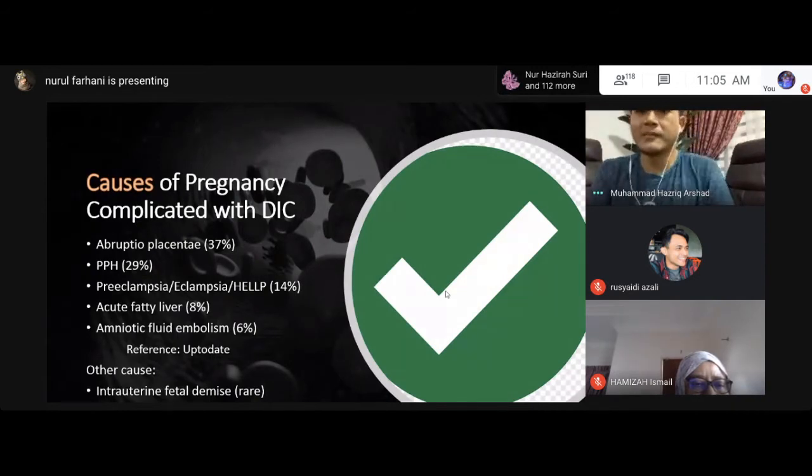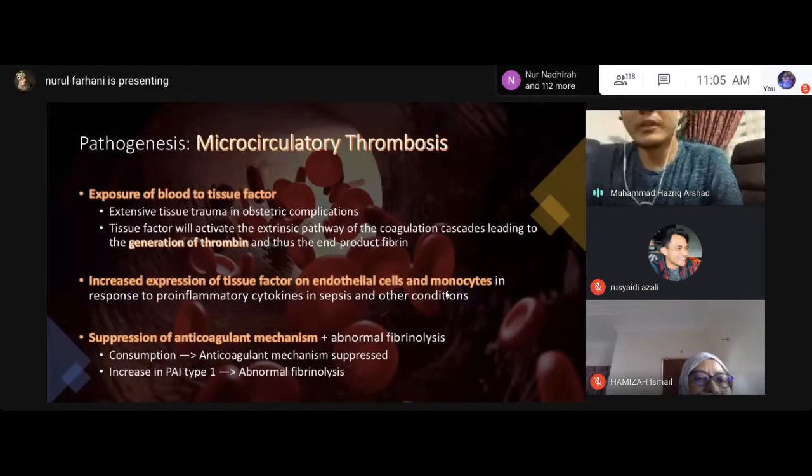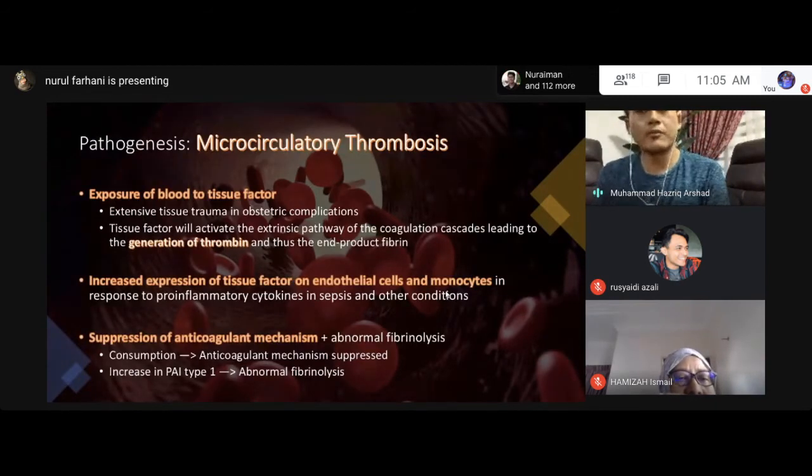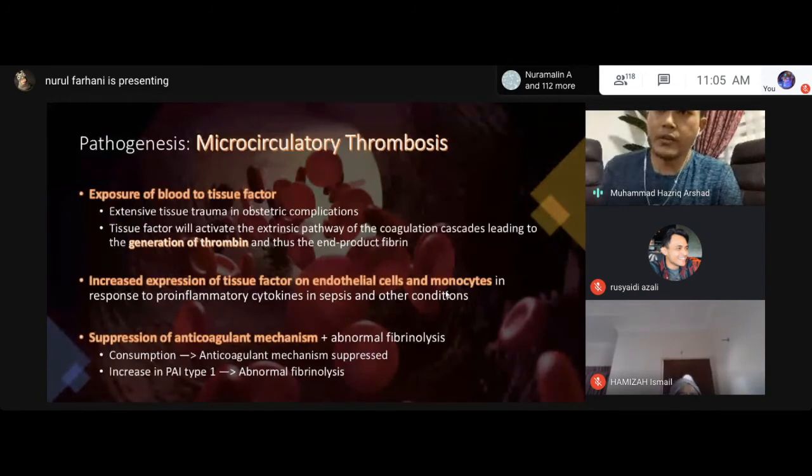Okay, next. This is the pathogenesis. In this slide, I typed back all the things that we learned during year 2 block 1 with Prof Nazneen. The pathogenesis can be explained in 2 categories: whether it is due to microcirculatory thrombosis, and the other one is the pathogenesis of the bleeding. This is about microcirculatory thrombosis. What happens in microcirculatory thrombosis is there is exposure of blood to tissue factor.